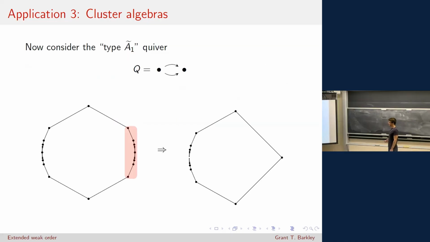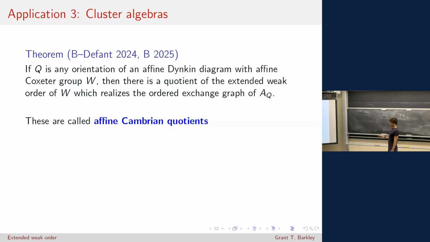Okay, so first of all, there's a theorem which says that if I have an orientation of an affine Dynkin diagram with an affine Coxeter group, W, then there's a quotient of the extended weak order of W which realizes the ordered exchange graph of the cluster algebra. So these are called affine Cambrian quotients. The reason being that this theorem is also known, due to Nathan Reading, for finite type quivers, finite type Coxeter groups, and there it's called Cambrian quotients.